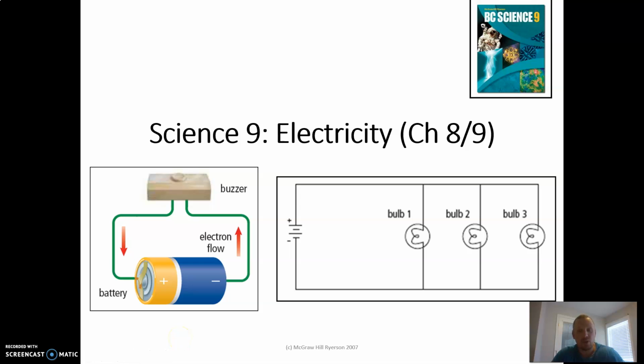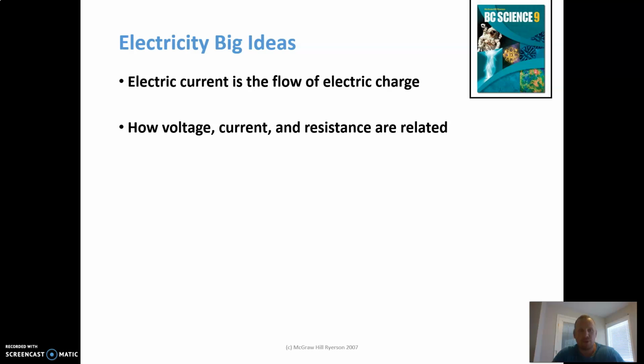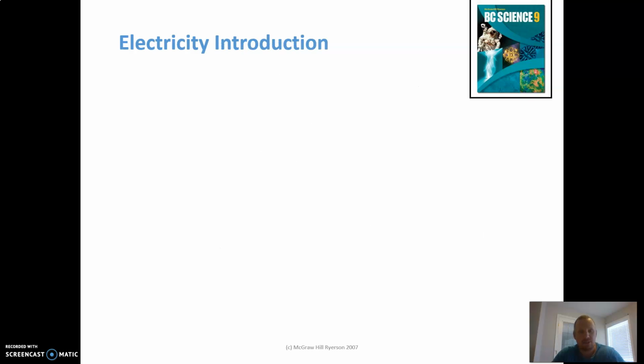This week we're going to go over our last lesson for electricity. So far we've covered the big ideas: how electric current is the flow of electric charge, how voltage, current, and resistance are all related, and some electrical safety stuff. Last week we went over the basic parts of a circuit, and this week we're going to go over the different types of circuits.